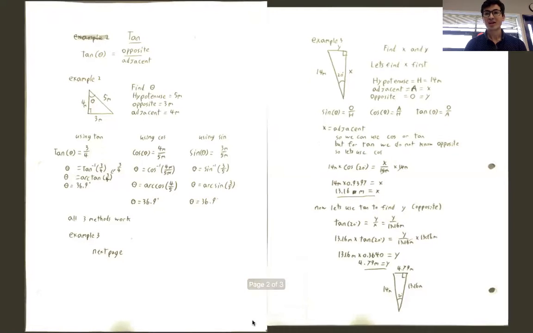Theta. So let's look at tan theta now. Tan is a really interesting one. We don't use the hypotenuse at all. We use just the opposite and adjacent side. So tan theta is going to be opposite over adjacent.